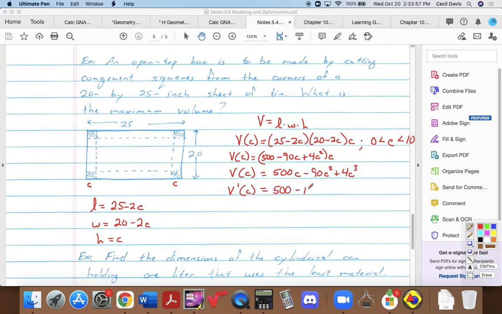Minus 180C plus 12C squared. And we want that to be equal to 0, and that's a nice polynomial function.